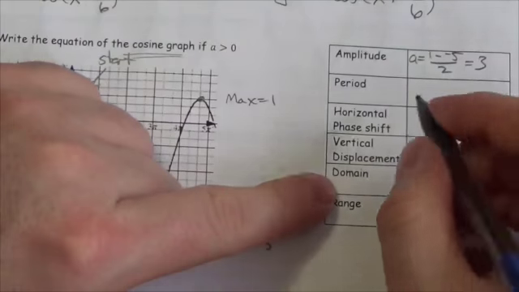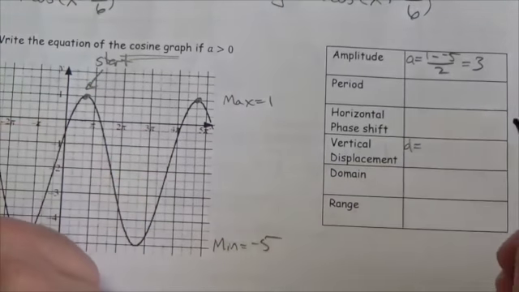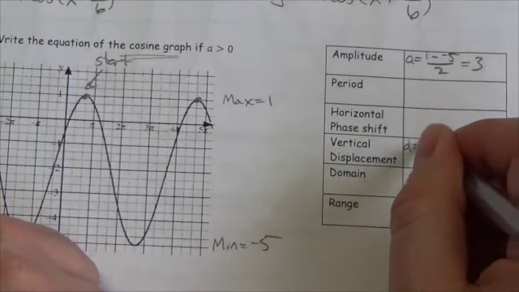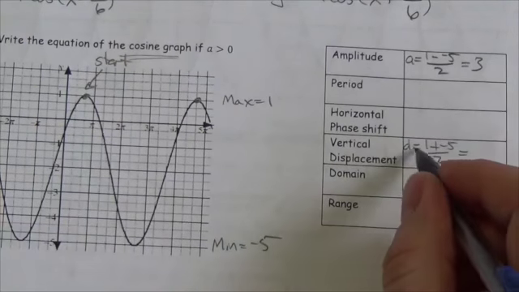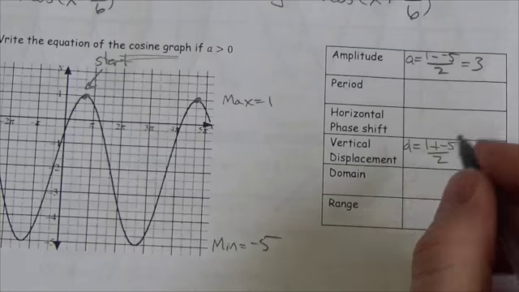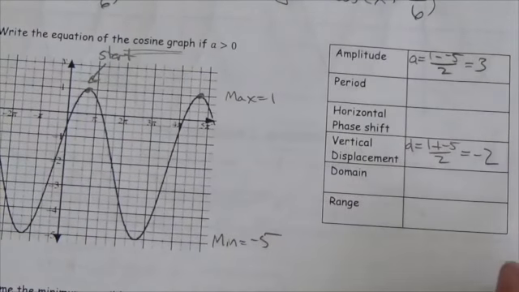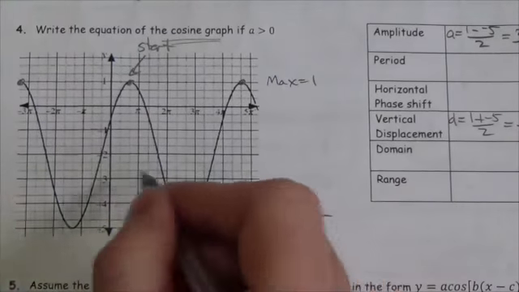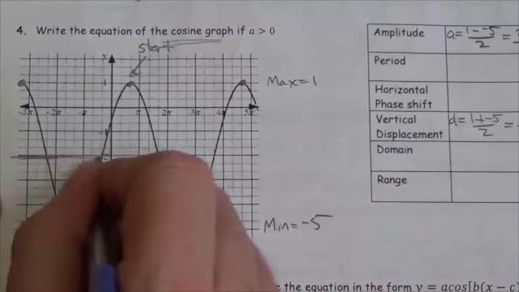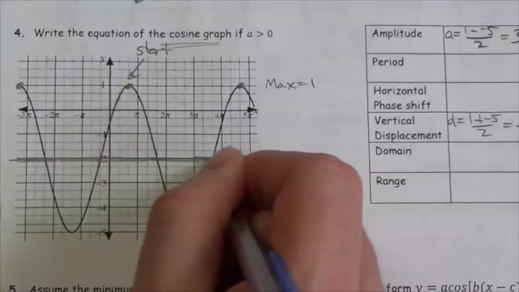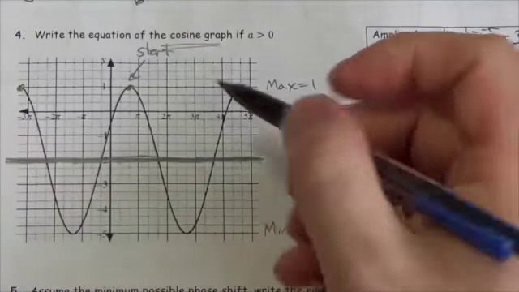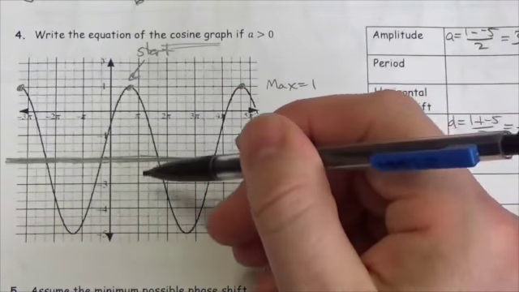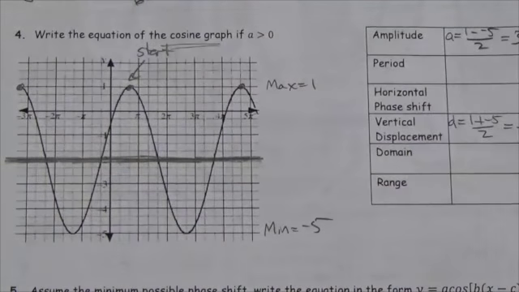I can quickly go to my vertical displacement because I use the exact same two values there. D is going to be 1 plus negative 5 over 2. It's the average of the two. So 1 plus negative 5 is negative 4, divided by 2 is negative 2. And like I said to you before here, what I think you should do when you get that is just draw in that line, that negative 2 there. Make it bold so you can see it. That's the middle of my graph. My graph should now go 3 up from there and 3 down from there, and it does.